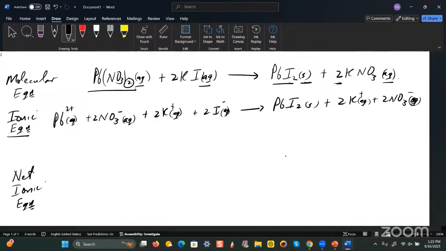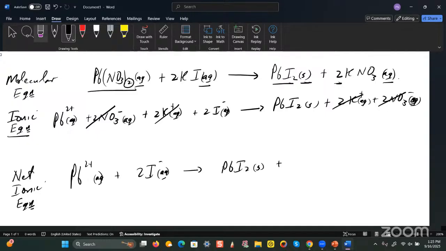Yes, ma'am. Exactly, the 2 NO3- ions. Anything else? The 2 potassium ions, exactly. Right? So therefore, what is left would be Pb2+ aqueous plus 2I- aqueous to give PbI2 solid. All right, and that would be, folks, the net ionic equation.